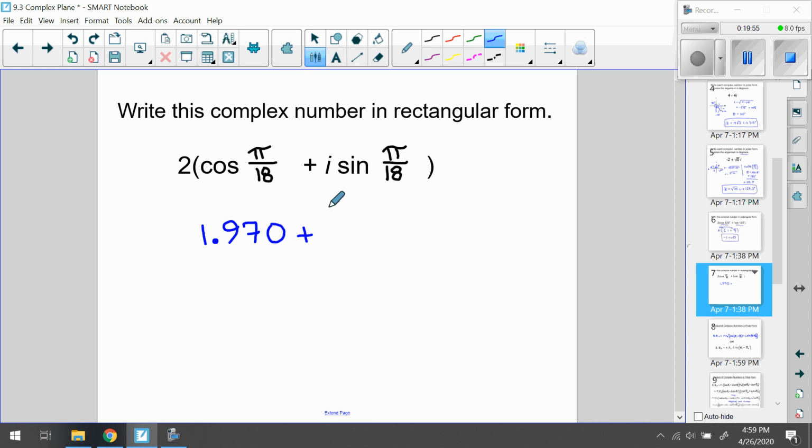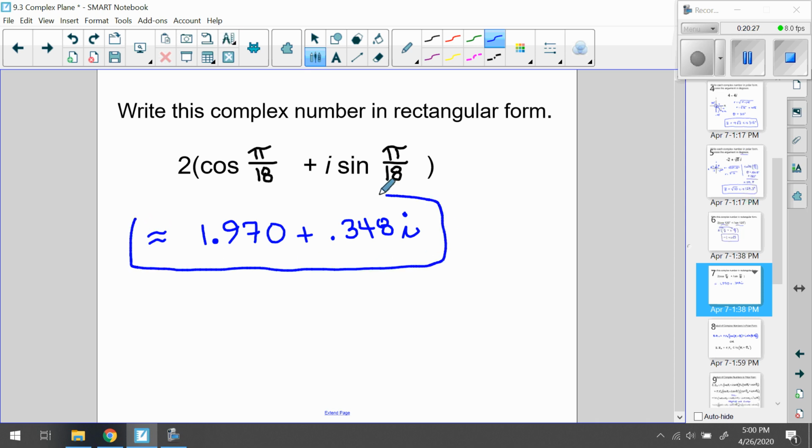And then I'll do the same thing. I'm going to do sine pi over 18, and I'm going to multiply that by 2. I'm going to go ahead and distribute the 2, and I get about 0.348. Again, I think the book examples go 3 places, so I'll do the same, and then don't forget to attach your i. So this is your real number part, this is your imaginary part. And so that's all you got to do.